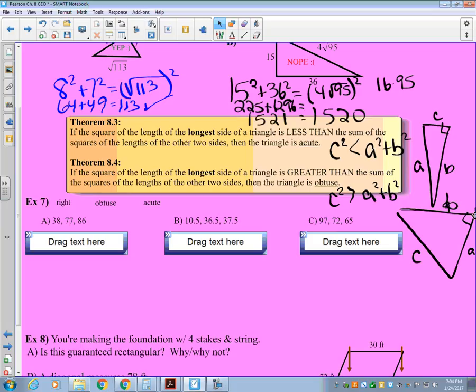So let's look here real quick. We've got, so this is our hypotenuse. Make sure you identify that first. So we're going to take a look at, see what 86 squared is, and see how it compares to 38 squared plus 77 squared. And then we grab our calculator.